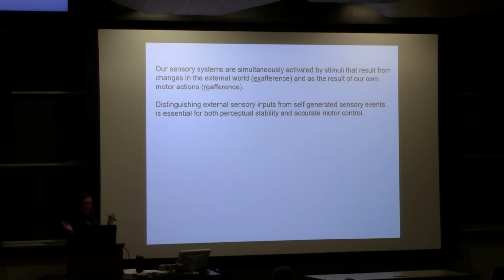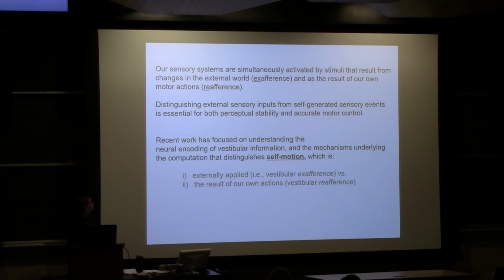Okay, so we need that for perceptual stability. Hey, I didn't do that. Something happened. And it's been long appreciated that this is important. And recent work has focused on understanding the neural encoding of vestibular information that distinguishes active self-generated motion versus passively applied movement. Basically the terms used in the literature: if it's externally applied, it's exafference, so that's easy to remember. And if it's something that is caused by something you've done yourself, it's called reafference.